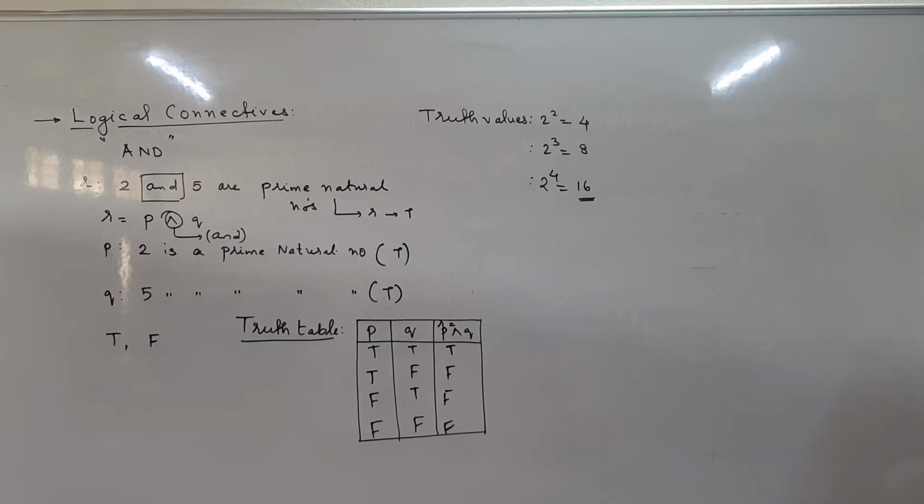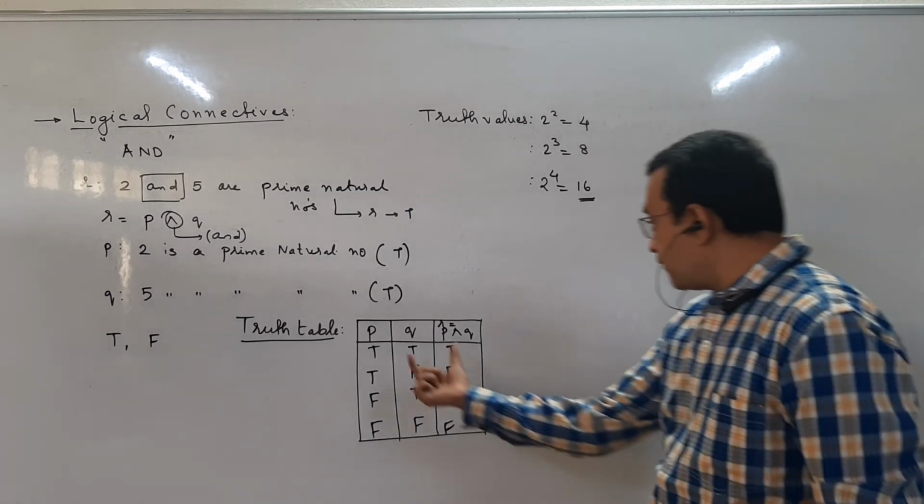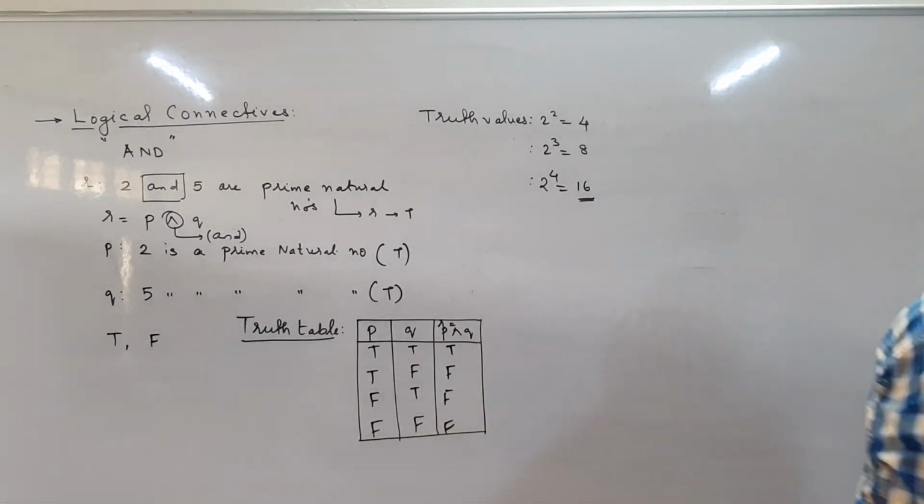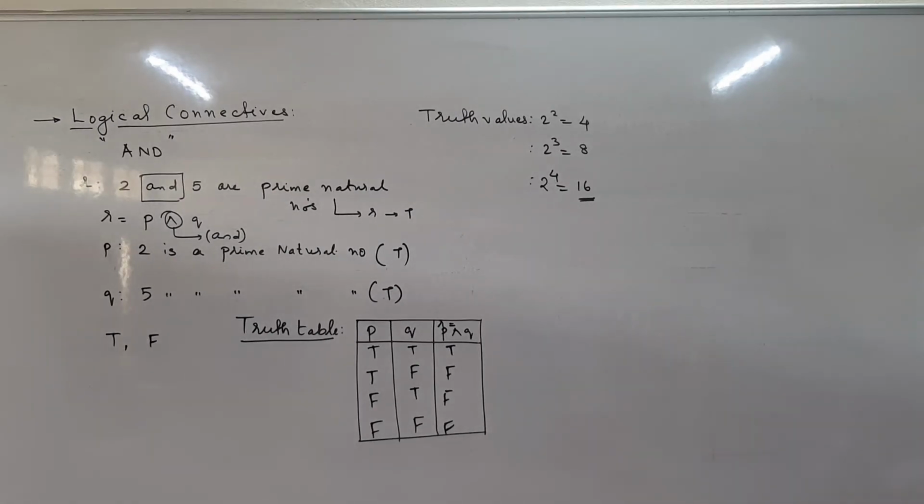An MCQ asked in JEE: a compound statement has 10 component statements. What are the possible truth values? 2 to the power 10, and that is 1024. As here we have four possibilities for two statements, if my component statements are 10, then the possible truth values available in the truth table are 2 to the power 10, that is 1024.